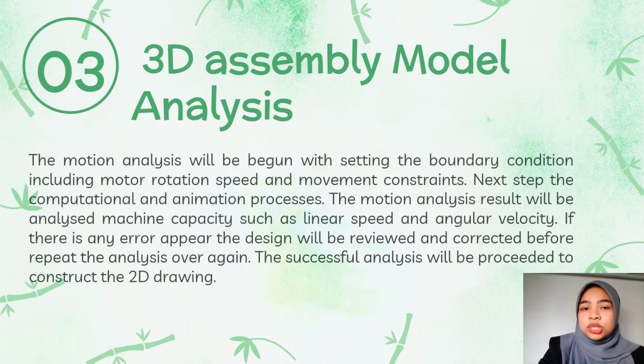And the third method, which is the important method in this project, is 3D assembly model analysis. The motion analysis will begin with setting the boundary conditions, including motor, rotation, speed, and movement constraint. Next step is the computational and animation process. The motion analysis result will be analyzed for machine capacity such as linear speed and angular velocity. If any error appears, the design will be reviewed and corrected before repeating the analysis. The successful analysis will proceed to constructing the 2D drawing.